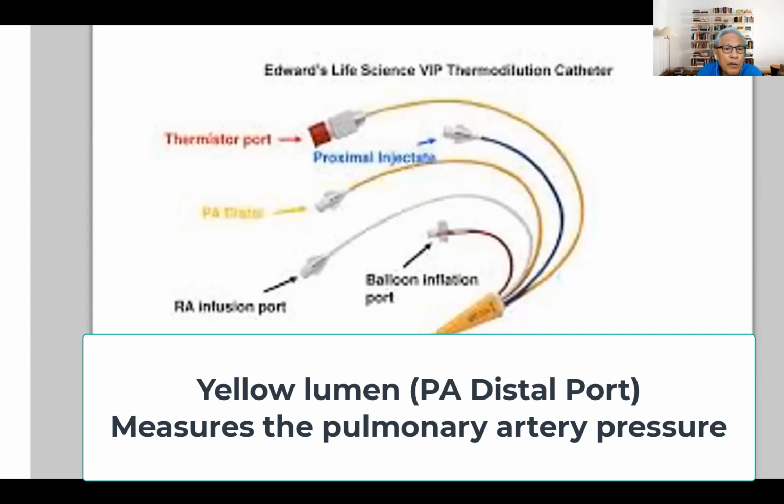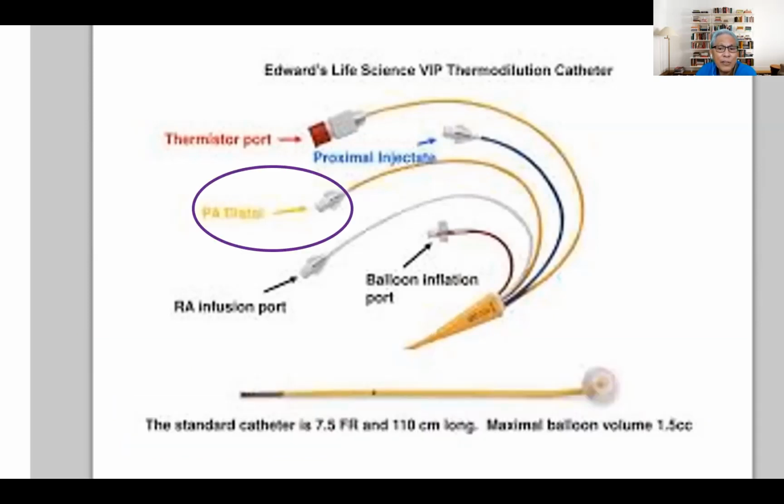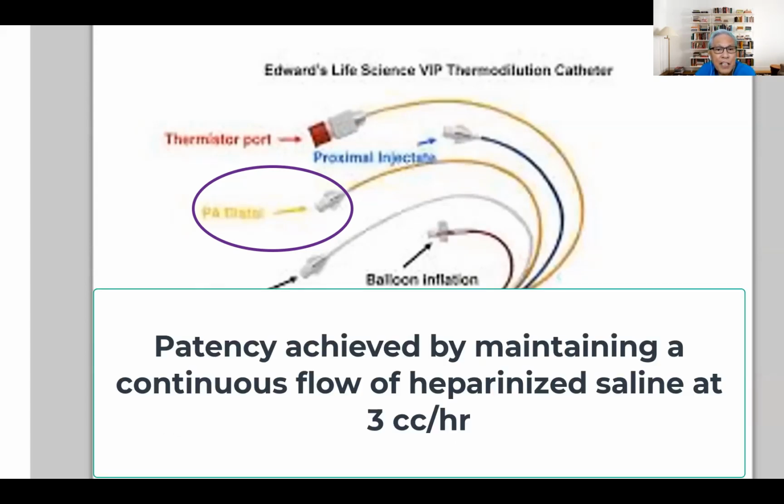Now, this port is also very, very important because it could be used to draw mixed venous samples. So if you need to draw a mixed venous blood from the pulmonary artery port, this is where you're going to do it, but you have to aspirate it slowly. The reason why you need to do it very slowly is because it's possible to collapse the catheter or perhaps to create a trauma to the wall of the artery. The patency of this lumen is achieved by maintaining a continuous flow of heparinized saline at a rate of around 3 cc's per hour.